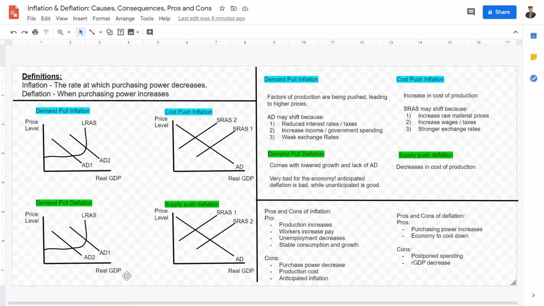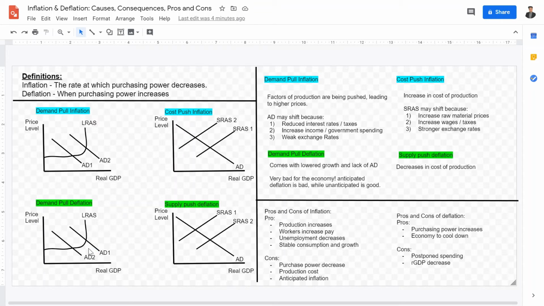Let's look at the graph right here. Real GDP is on the x-axis. When demand pull deflation occurs, AD1 gets shifted to AD2. Real GDP decreases. There's a shrinkage and decrease in demand, leading real GDP to decrease. What does that cause? A decrease in GDP because of lack of AD. This is very bad for the economy, especially if it is anticipated.